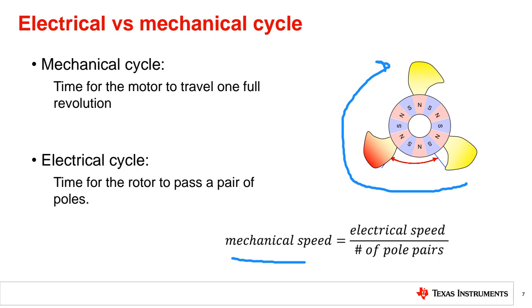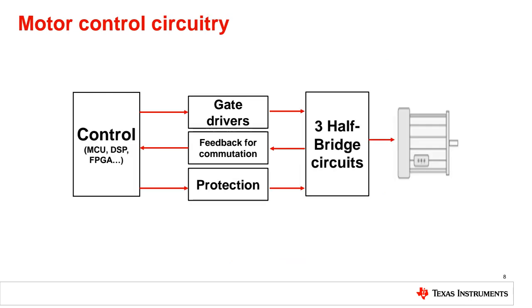Now we will go over the typical circuitry required for driving a BLDC motor. The circuitry needed to drive a brushless DC motor consists of five modules. On your screen you see five modules. These are very important. Every circuit generally needs them.